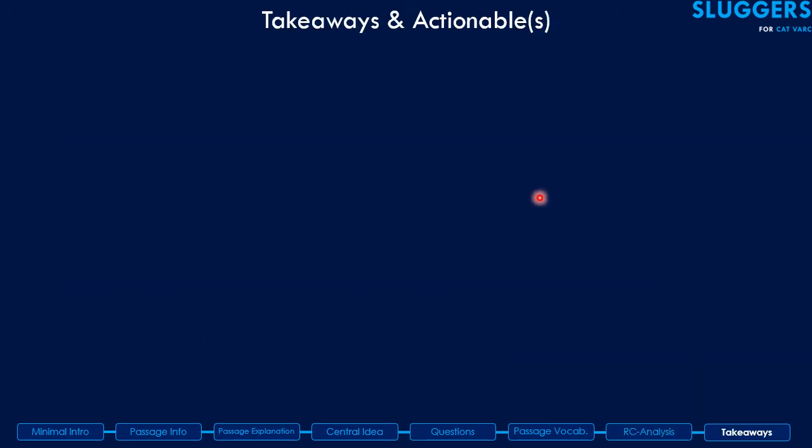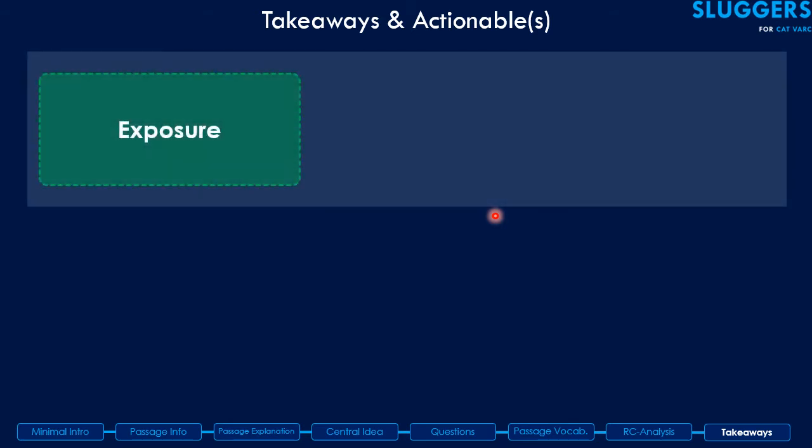Okay, guys. So the learnings, actionables or takeaways from this session can be discussed across four categories. The first one of which is exposure. And what do I mean when I say exposure? So, guys, the passage that you may have read or attempted, and mind you, I'm talking about the passage. I'm not talking about the whole RC. The RC involves the passage as well as the questions and the options. I'm talking just about the passage here.